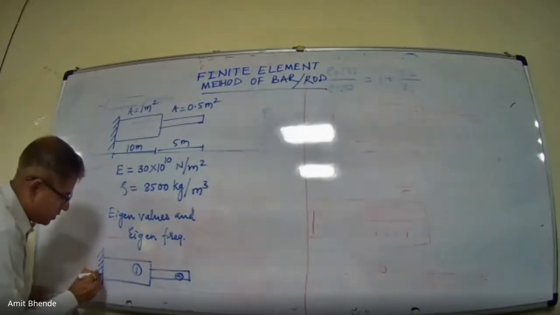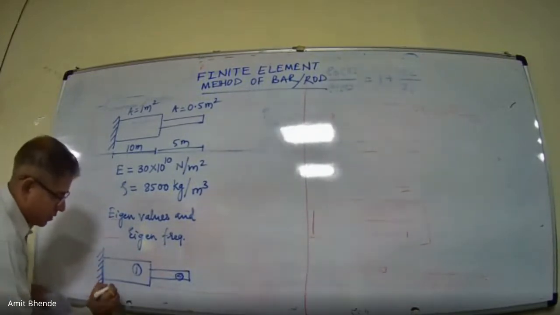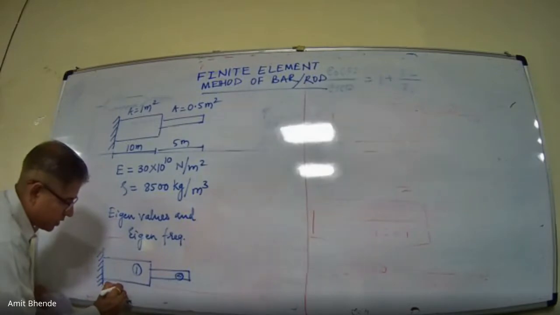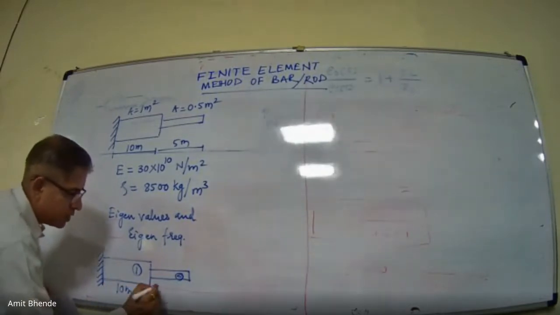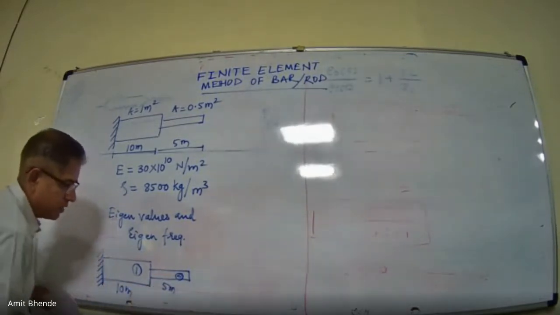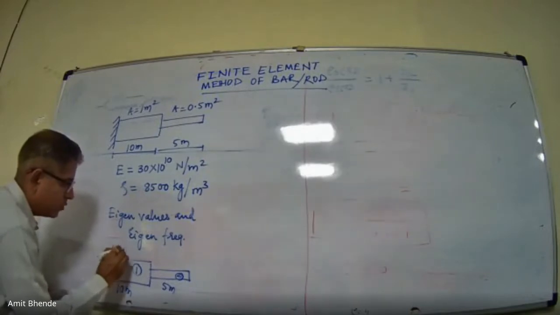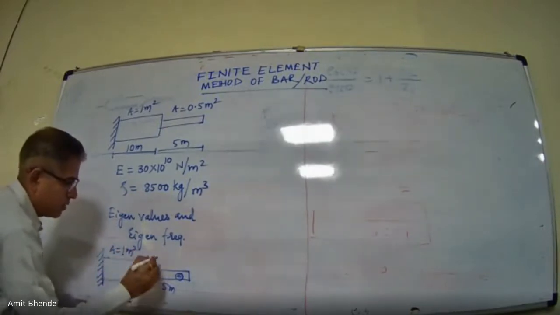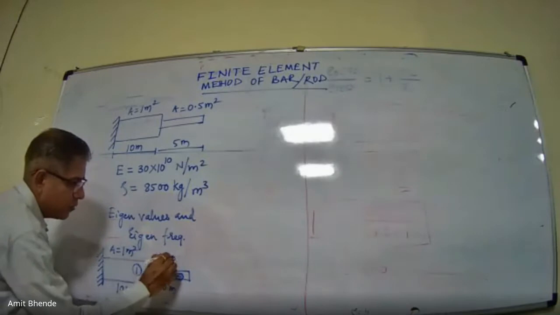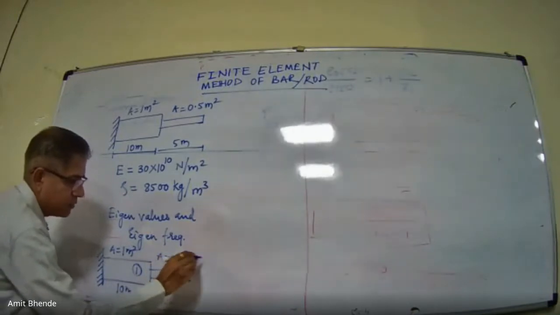This end is fixed. Okay, the length of this member is 10 meter. Length of this member is 5 meter. Cross sectional area is 1 meter square, and this cross sectional area is 0.5 meter square.